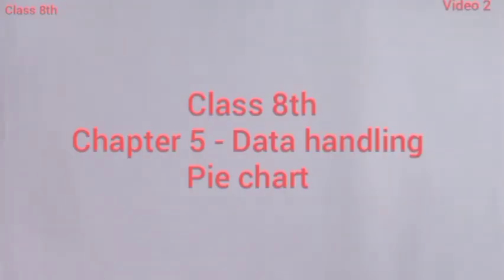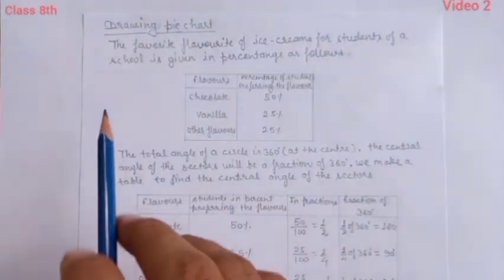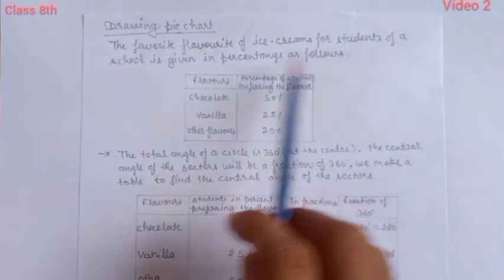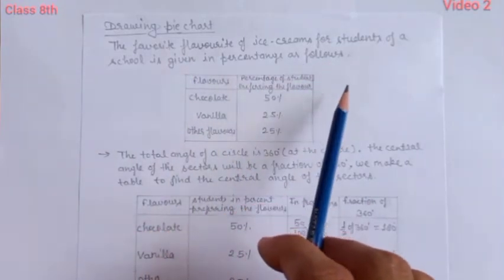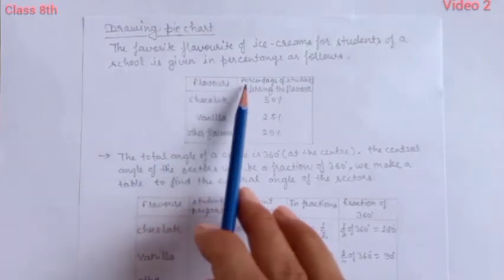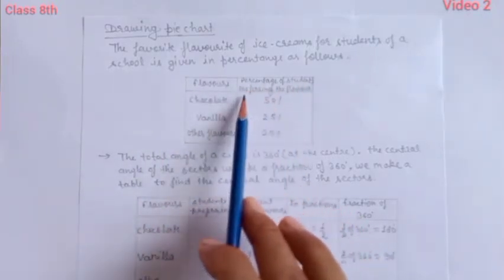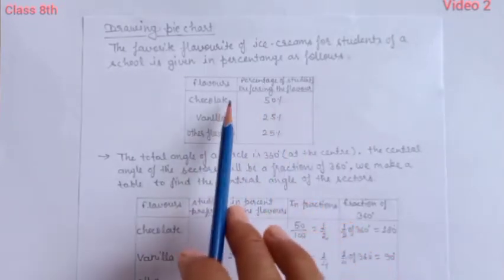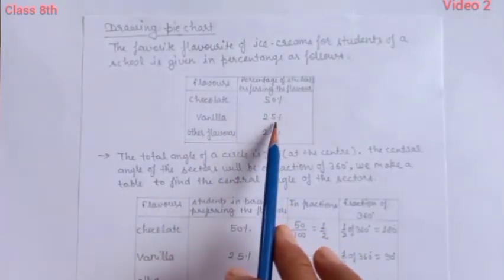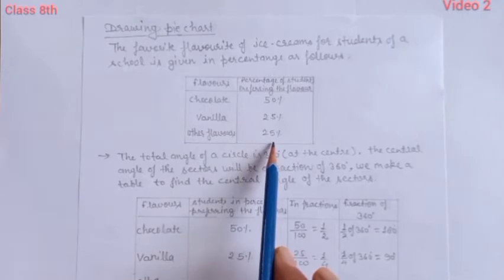Now we'll understand how to draw a pie chart. Let's understand with the help of an example. The favorite flavor of ice cream for students of a school is given in percentage as follows. Here you can see a table where the first column is flavors and the second column is the percentage of students preferring the flavors. The flavors are chocolate, vanilla and other flavors. Students who like chocolate are 50%, vanilla 25%, and other flavors 25%.